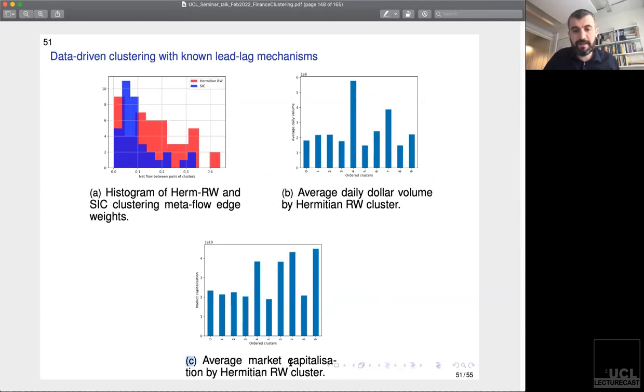So for example, here in figure C, we have the clusters from most leading to most lagging, and then this is the average market cap, and we don't really observe a trend here. And the same thing if we replace market cap by dollar volume.